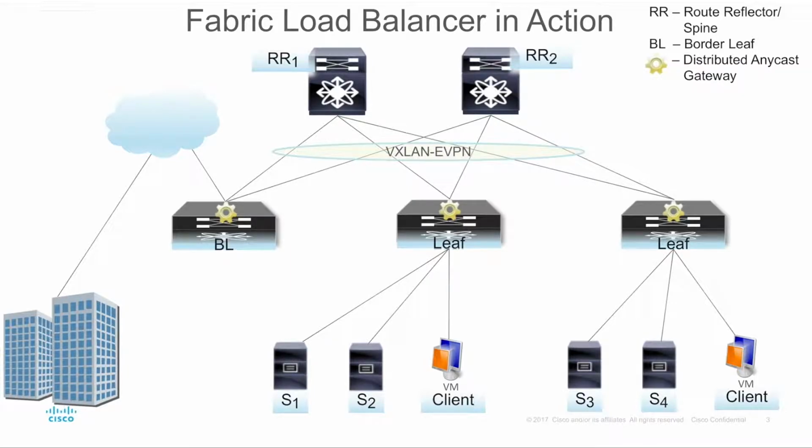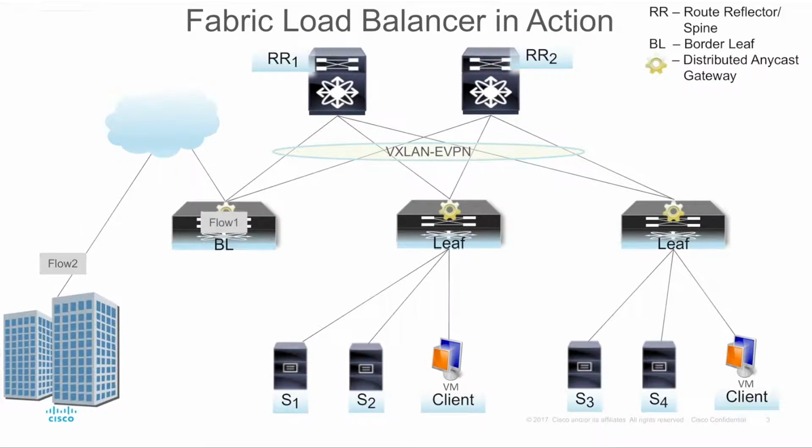The topology shows a VXLAN EVPN fabric with two RR spines, RR1 and RR2, two leaf switches, which are distributed Anycast gateway devices, and the border leaf. Here, we will now demonstrate load balancing functionality for north-south and east-west traffic flows in this topology. Flow 1 and Flow 2 represent north-south traffic from outside the data center.